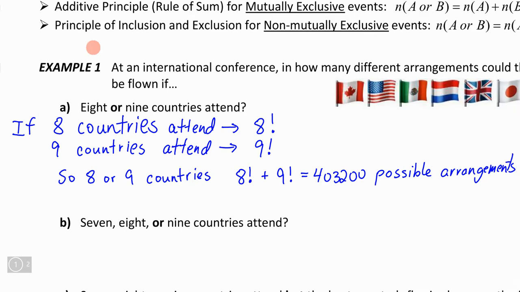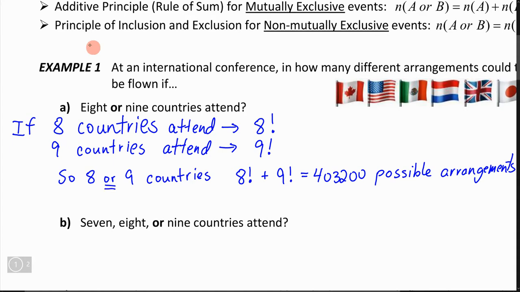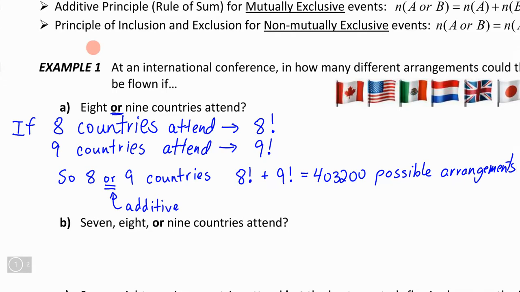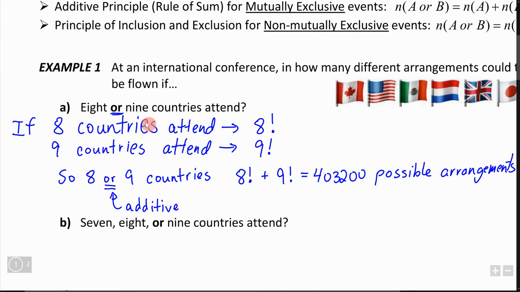Okay, so the key idea here is this word or. The question says or, and whenever you see or, that means it is additive. We're not multiplying, we are adding. In this particular case, we have two mutually exclusive events: one event is when you have 8 countries, the other has 9 countries. There are no intersections, so we simply add the two.